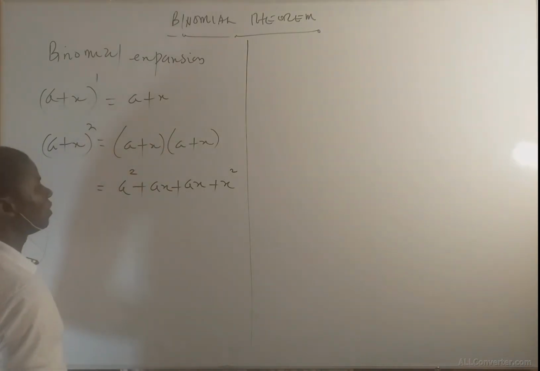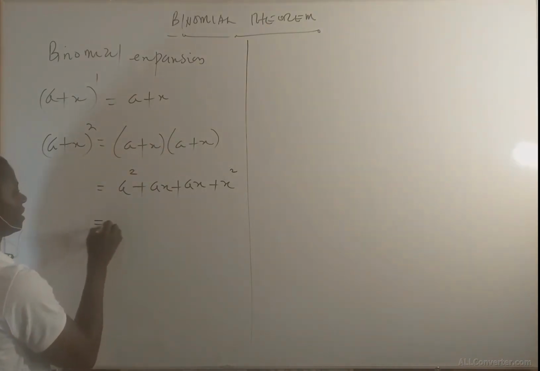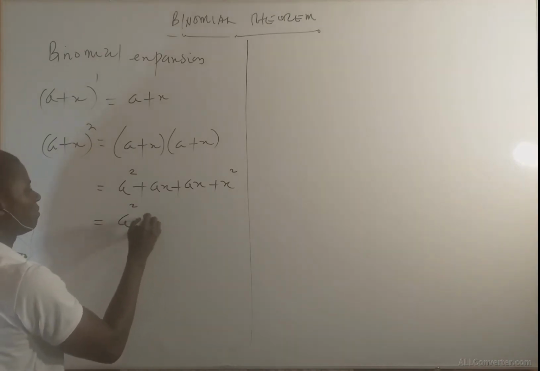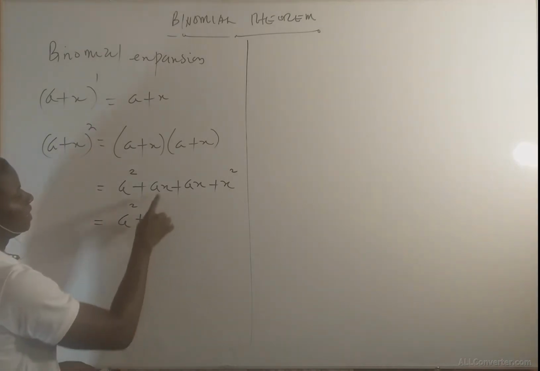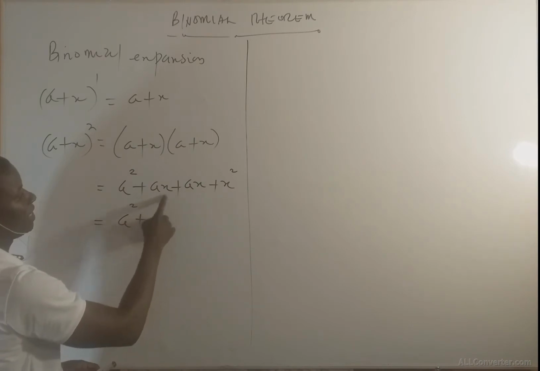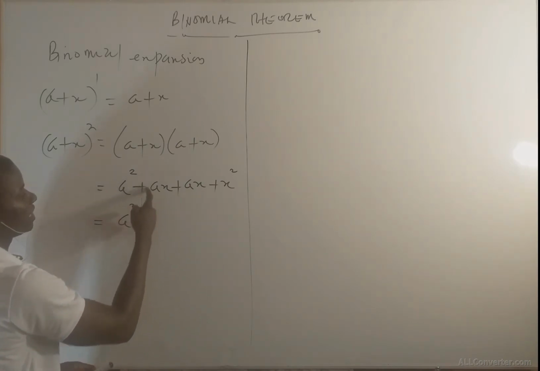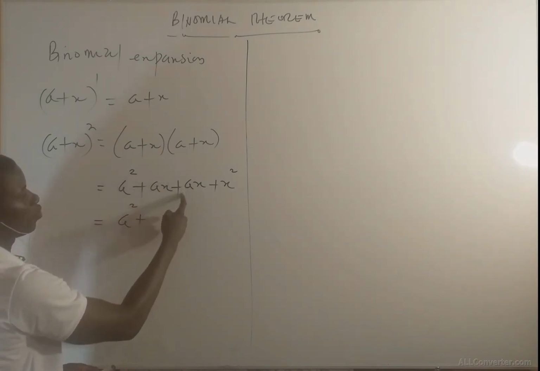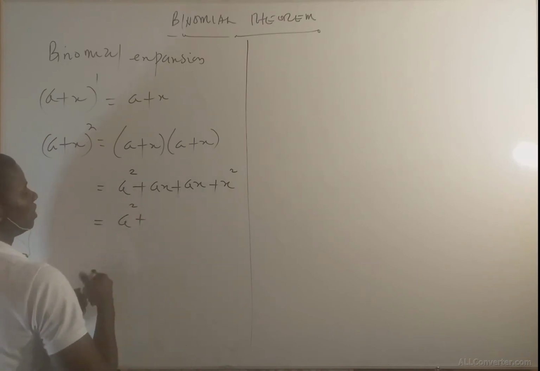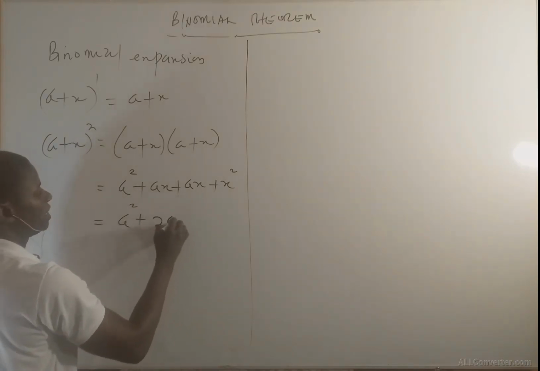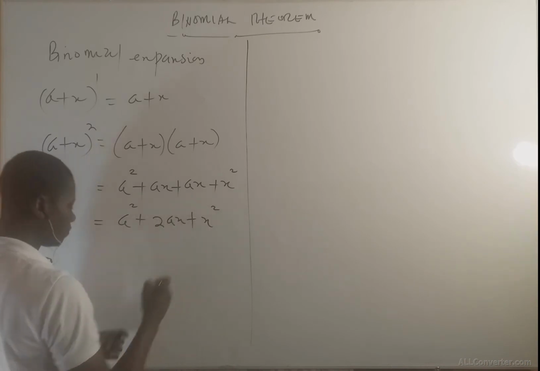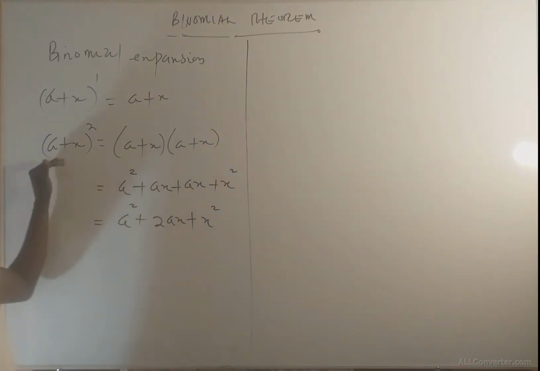So now we simplify this. In simplifying this, we have a squared plus, don't forget that these two are the same terms. You have ax. The coefficient here is 1. The coefficient here is also 1. So 1 plus 1 will give us 2, and the term is ax. Then we have x squared. And so that will be the binomial expansion for (a + x) squared.